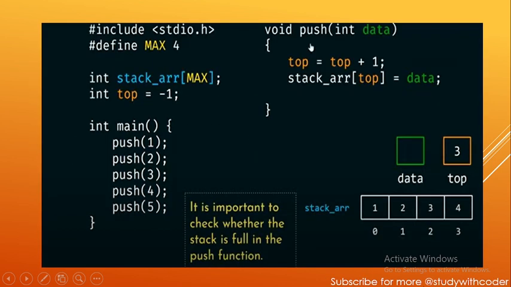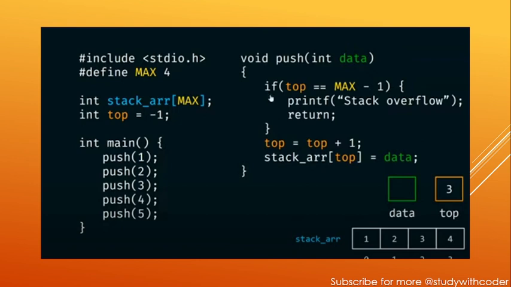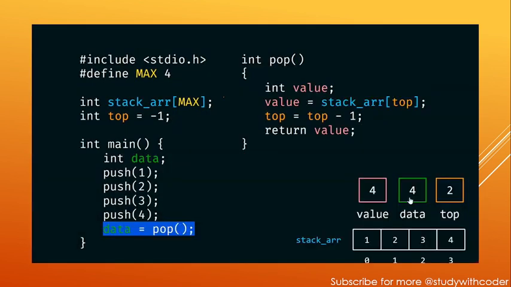So it is important to check whether the stack is full in the push operation for insertion. So here we check top is equal to MAX - 1. MAX is equal to 4 as we know, and then the condition: if top == MAX - 1, then the stack is overflow and return. And then the pop operation.